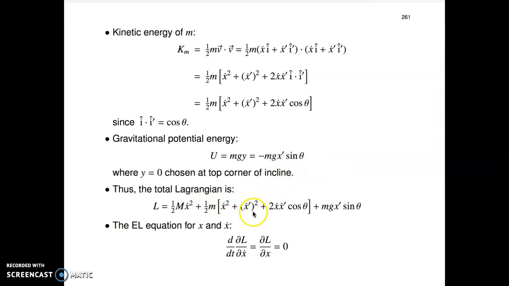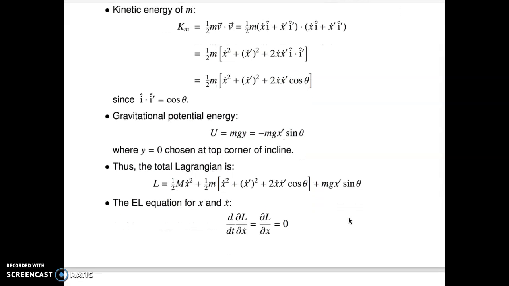So here are the two terms for the kinetic energy. And then the potential energy, well, remember the Lagrangian is the kinetic energy minus the potential energy. The potential energy is negative. So minus the potential energy becomes positive mg x primed sine theta. Okay, we have the Lagrangian.